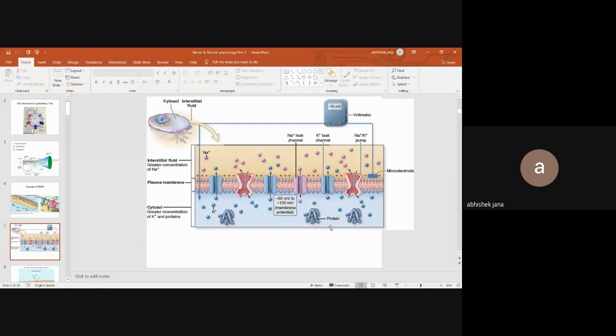So there are two types of forces acting on the potassium ion, and that is how it makes the balance here. That is called the equilibrium potential of the potassium. This equilibrium potential is mathematically represented by one important equation, called the Nernst equation, N-E-R-N-S-T equation. That can explain how this mechanism takes place.